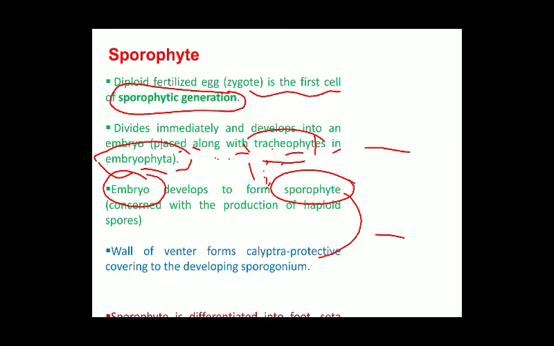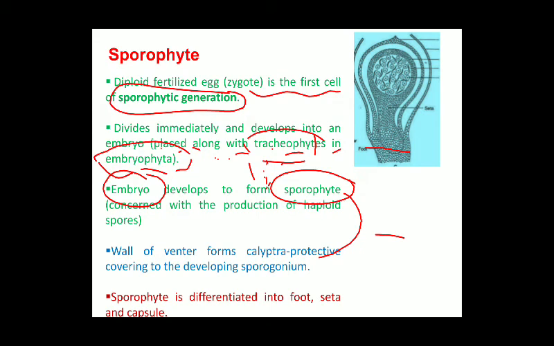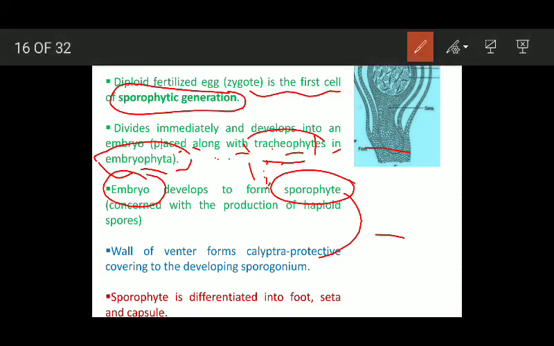Now the wall of venter. जो venter का wall होता है, मैंने आपको पहले ही बोला what is venter. Venter is a part of archegonium. Okay, the wall of venter divides, it develops and forms a protective covering. It develops here this wall, this layer which is known as calyptra. It is basically a product of venter wall. So the sporophyte, or you can say sporogonium, is covered by a protective covering that is known as calyptra, and this calyptra develops from the wall of venter.